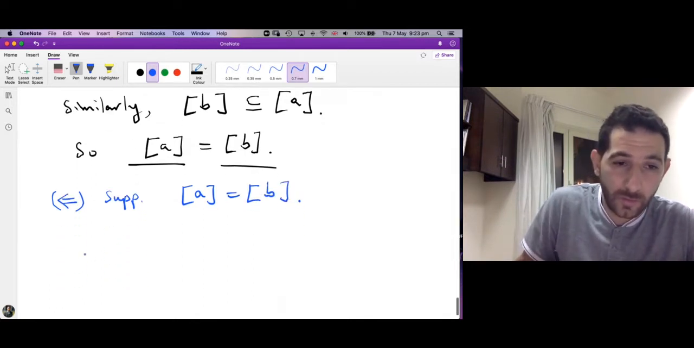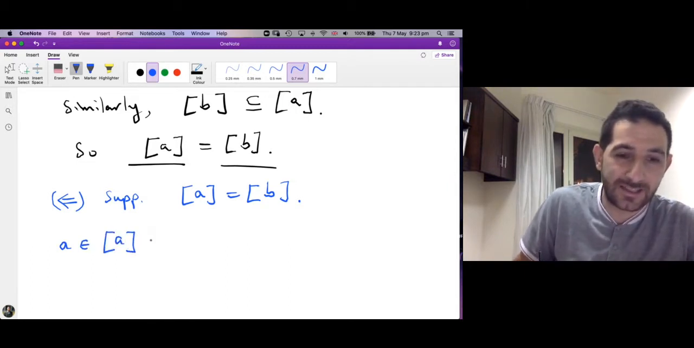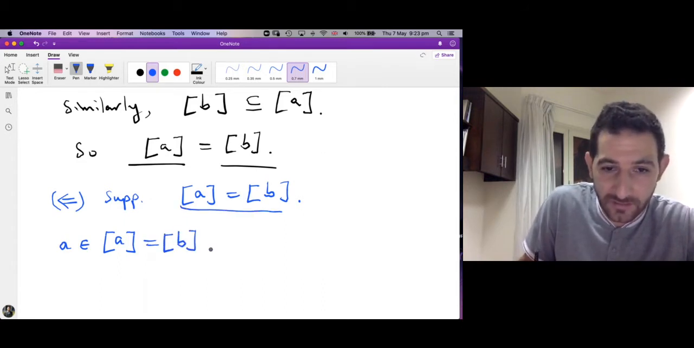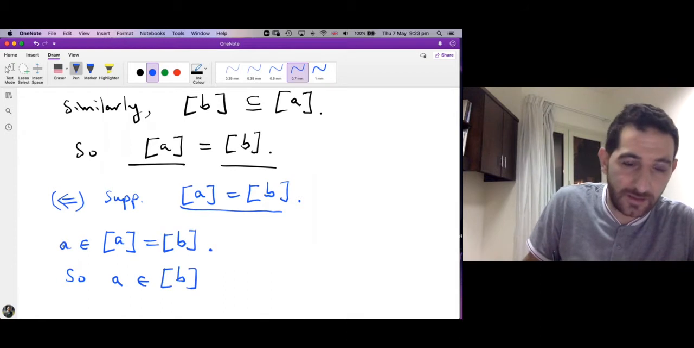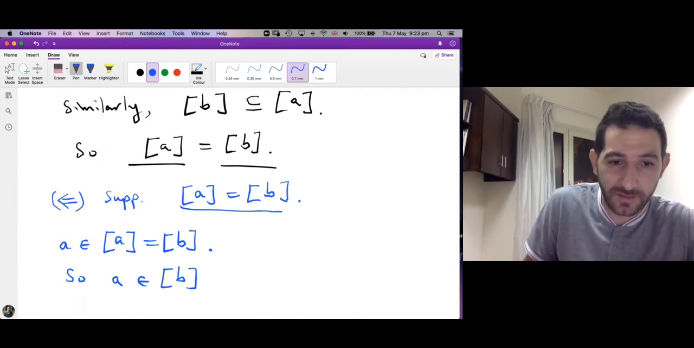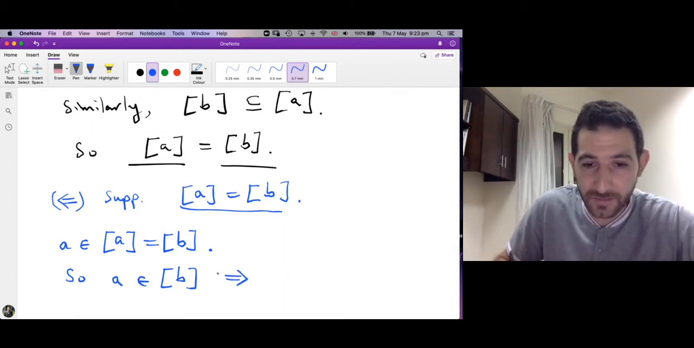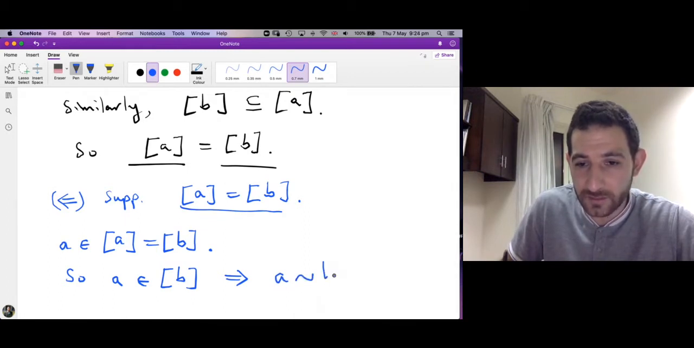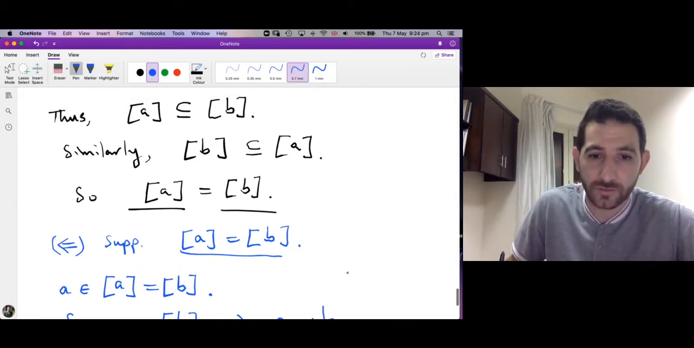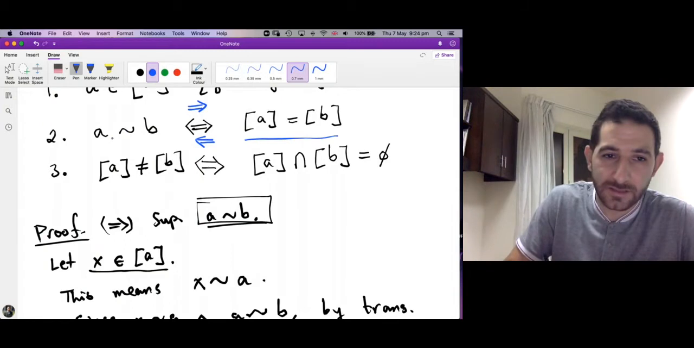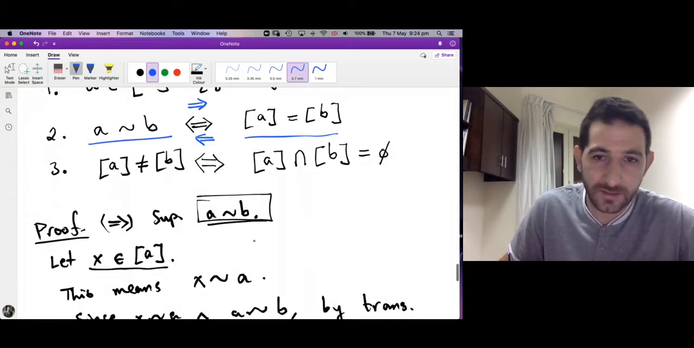Now by part 1, we know that A belongs to the equivalence class of itself because the relation is reflexive, but from our assumption, the equivalence class of A is equal to the equivalence class of B. So A belongs to the equivalence class of B because A is in the equivalence class of A and the equivalence class of A is equal to the equivalence class of B. But this means, by definition of the equivalence class of B, that A is equivalent or related to B. Okay, and this is what we want to show. See? We proved that if they have the same equivalence class, then they must be related. A is related to B.